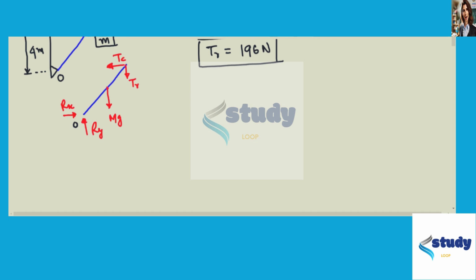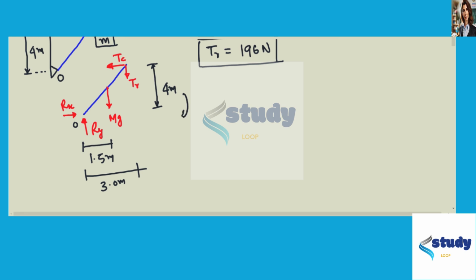Now from point O, the horizontal distance of the weight of the beam will be half of the length of the beam, that is 1.5 meters. And from point O, the distance of the tension in the rope will be equivalent to the length of the beam, that is 3 meters. And the distance between the tension in the cable and point O is given as 4 meters.